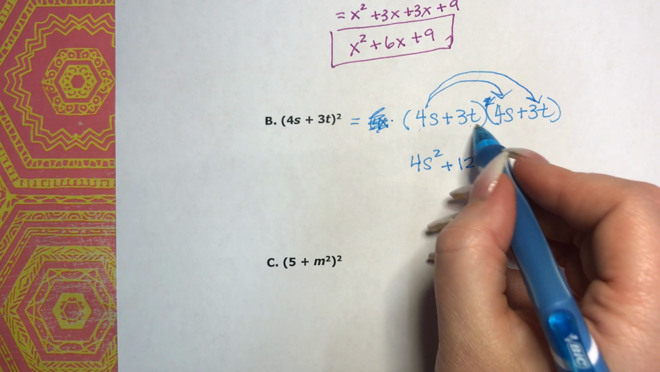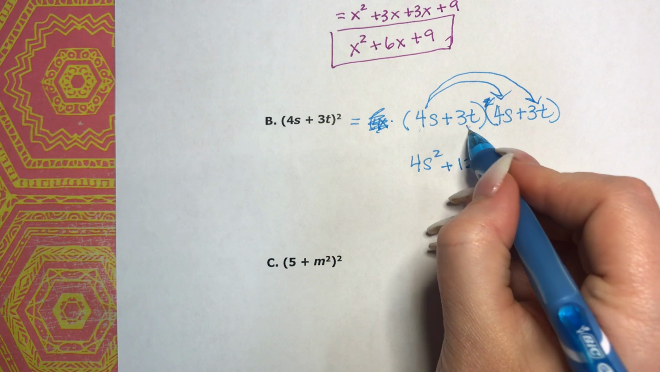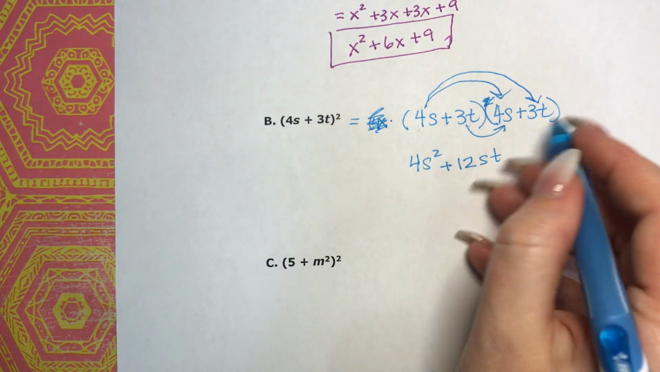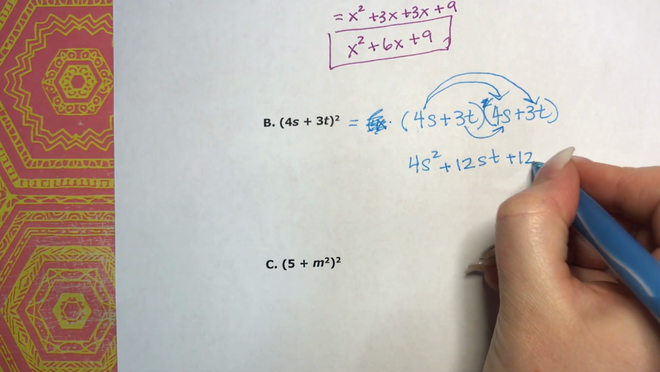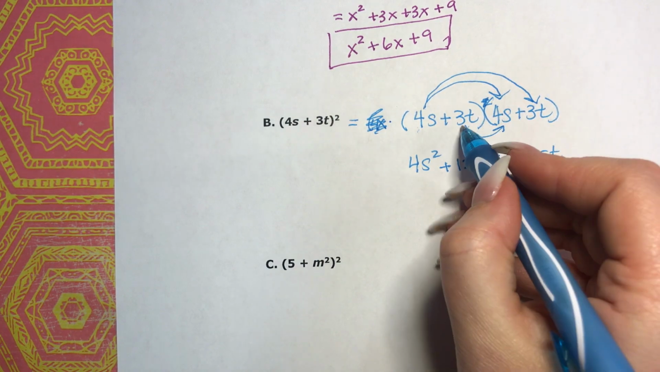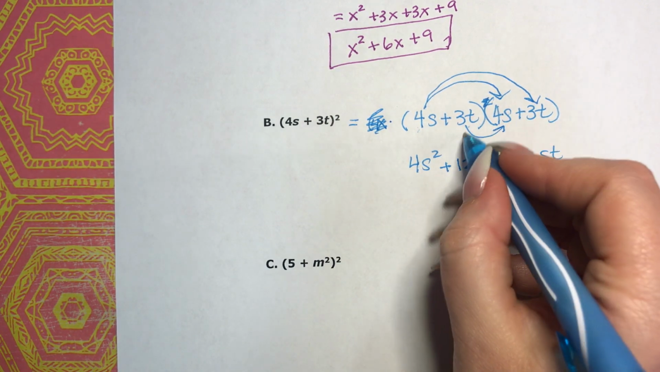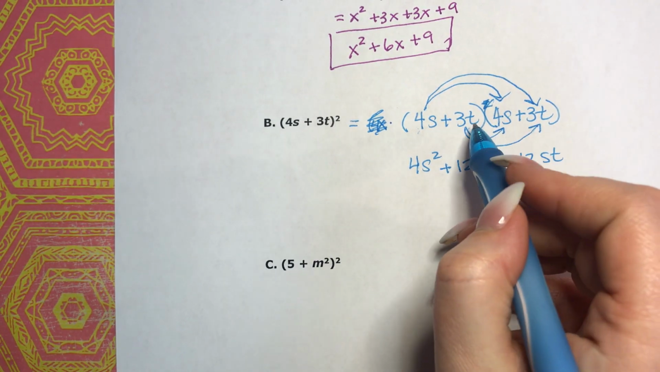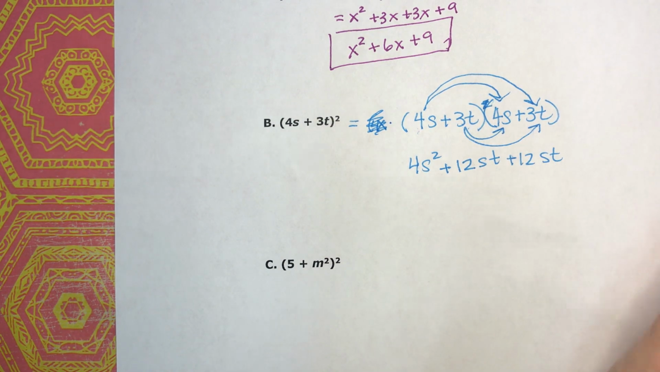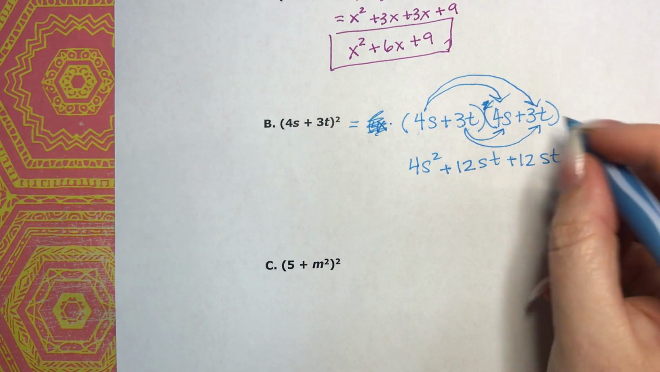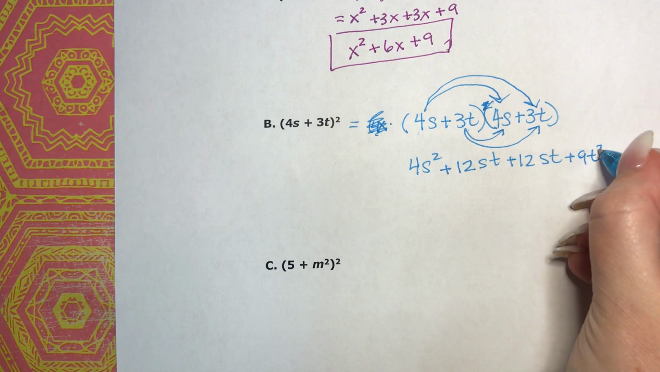And then we do distributive property twice here. 3t times 4s. 3 times 4 is 12. And then it's just st. And then lastly, 3t times 3t. The last one, 3 times 3 is 9. And t times t is t squared.